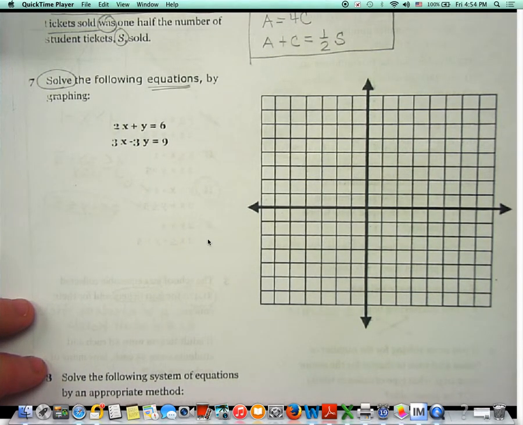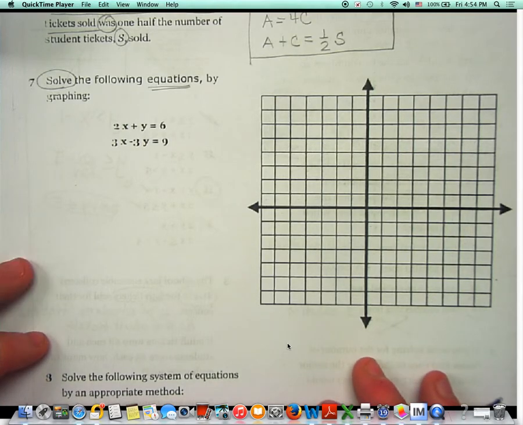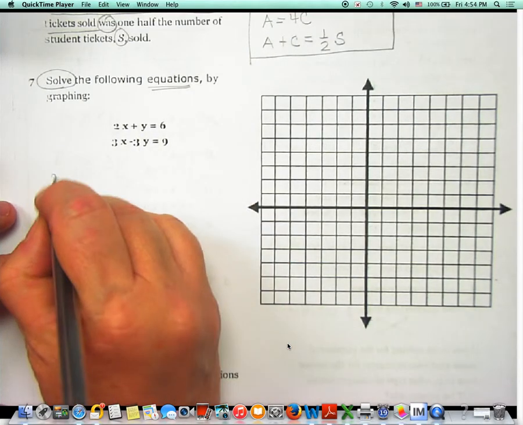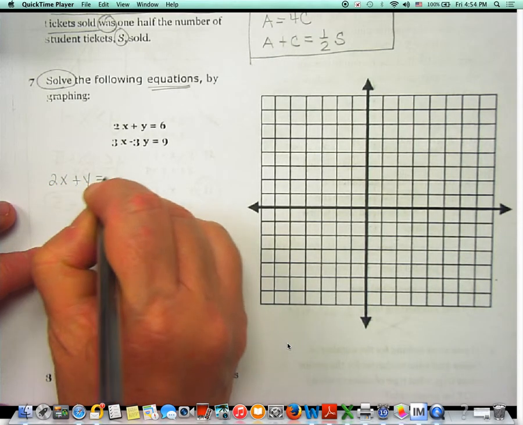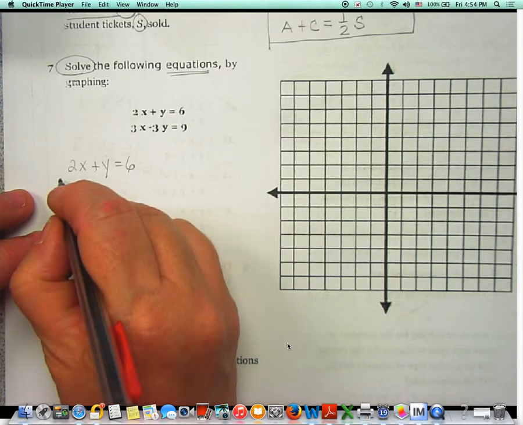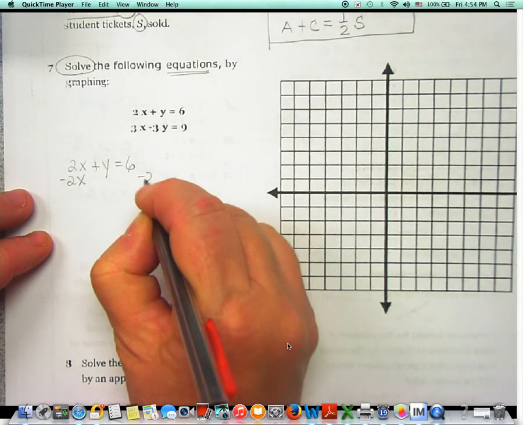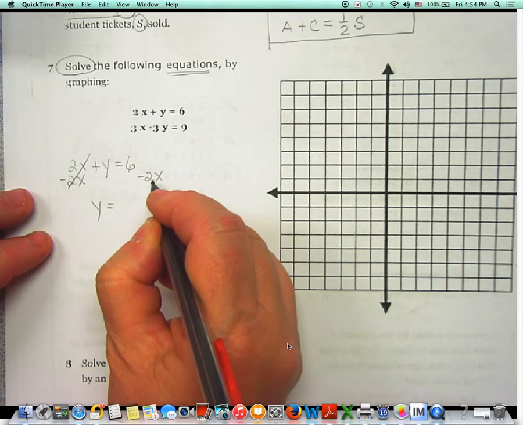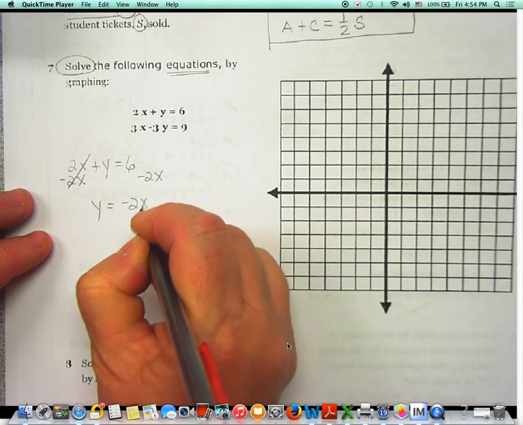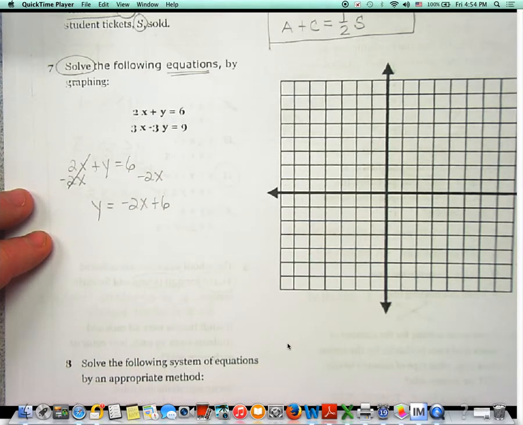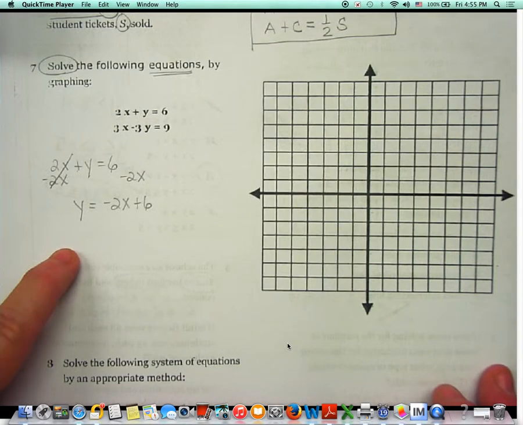Now, in order to graph these lines, we've got to get y by itself. We have to get it in y equals form or slope-intercept form. Right now, they are in standard form. So we're going to take the first equation, 2x plus y equals 6. And to get it in slope-intercept form, or to solve for y, we need to subtract the 2x from both sides. And then we get y equals, I'm going to write the negative 2x first because that is my slope. So negative 2x, and then plus 6 because that's a positive 6. So now we're ready to graph this line.